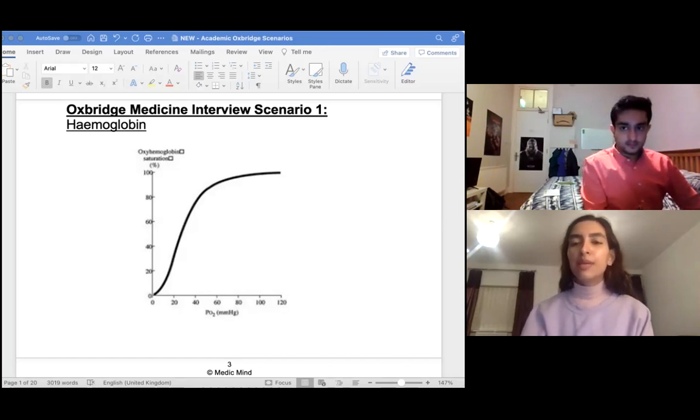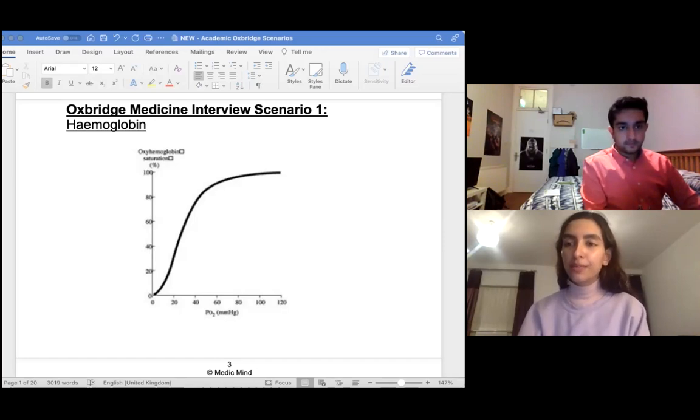And do you know the name of what you're describing? Yeah, I think that's the Bohr effect. Okay. How might this graph that you see be different in a fetus?